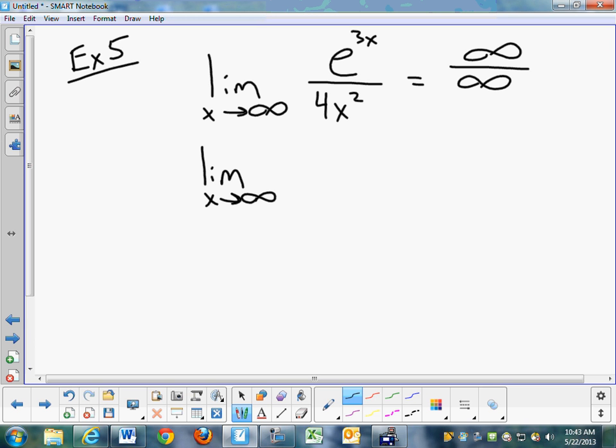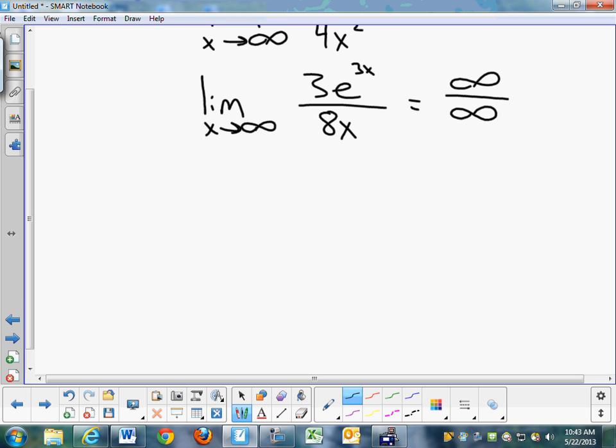So we're going to apply the derivative here. What's the derivative of e to the 3x? 3e to the 3x. You use the chain rule. And what's the derivative of 4x squared? 8x. Now, if you plug in infinity, I still end up with an indeterminate form.